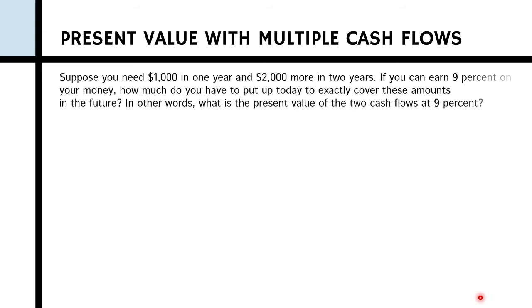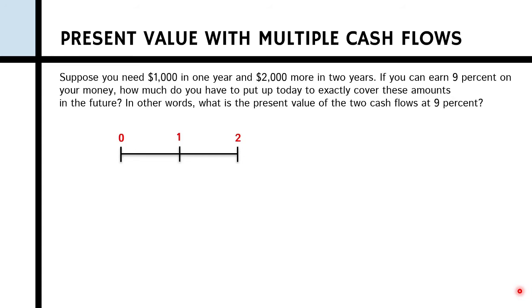Next, present value with multiple cash flows. Suppose you need 1,000 in 1 year and 2,000 more in 2 years. If you can earn 9% on your money, how much do you have to put up today to exactly cover these amounts in the future? In other words, what is the present value of 2 cash flows at 9%?